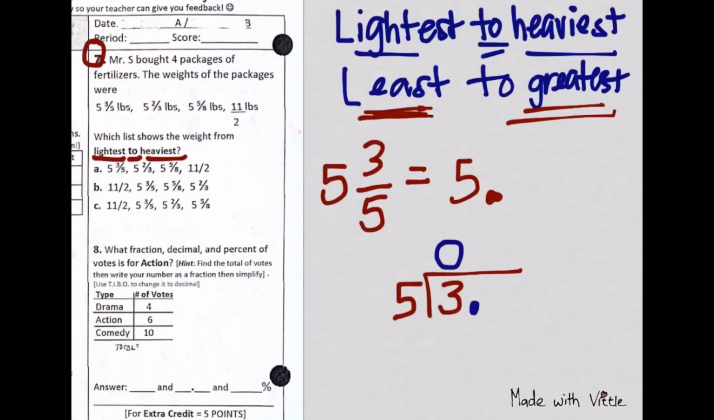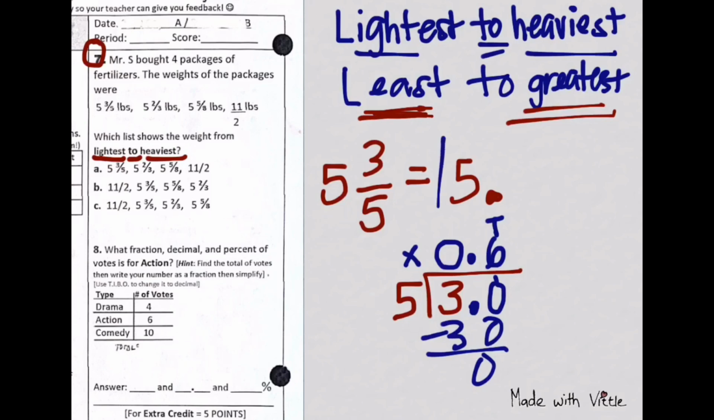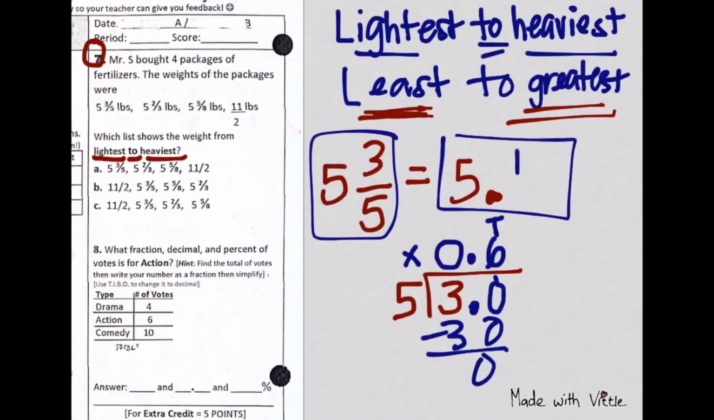Make that bigger. Don't forget the decimal point on the top, add a 0. It's a 6 on the 10th. 6 times 5 is 30. Then subtract that, 0. So when I go back to my decimal form of 5 3/5, on the 10th place should be that number I got from my division, which is the 6. So like money, that's like $5.60.